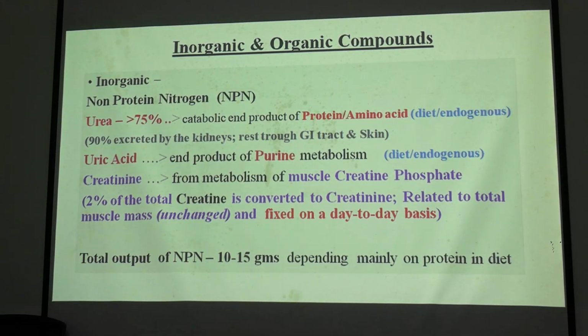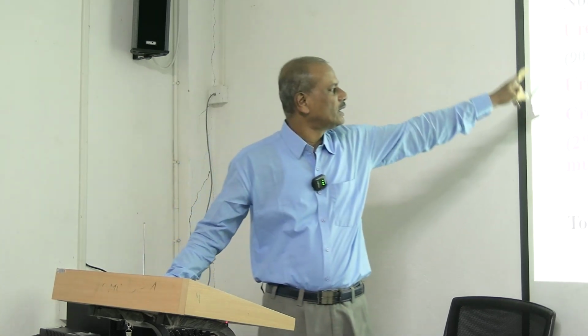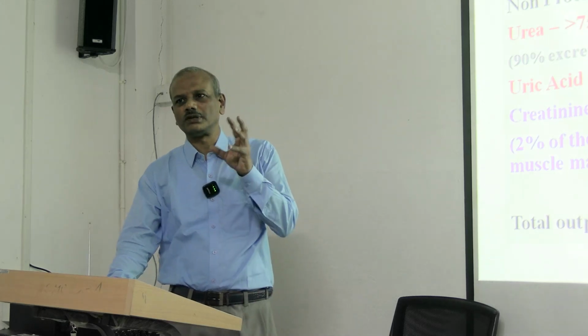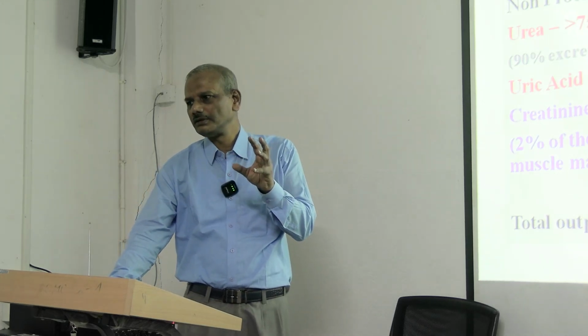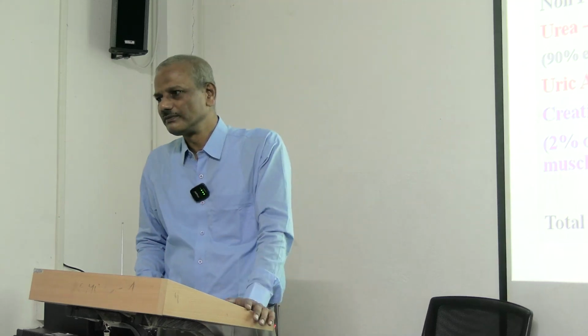Non-protein nitrogen. Protein we are taking in the form of amino acids, and each amino acid has almost 16% nitrogen, and that extra nitrogen is getting excreted in the urine. These are the three components: urea, creatinine, and uric acid. NPN is the main constituent of urine, because this is an excreted product.